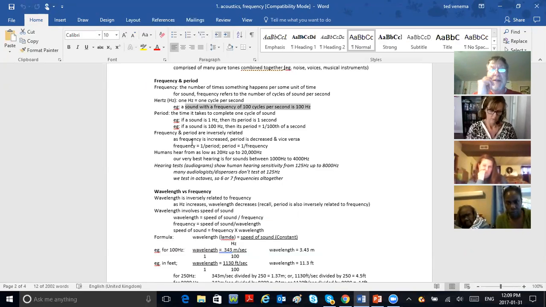1 over 10. So, we're going to work this out, we'll try a few of these, but as frequency is increased, the period is decreased, and vice versa. Frequency is 1 over the period, period is 1 over the frequency. So if the frequency is 10 hertz, its period is going to be 1/10 of a second. What's a 1/10? 1 over, and look at the right-hand side, the period. If it's 1/10 of a second, that's going to equal 10 hertz.